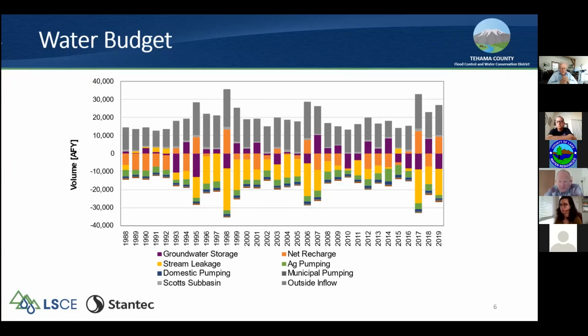We can change the colors at some point, but you've got net recharge, which sometimes is negative, sometimes is positive. You can see the orange is net recharge. And at some point we'll have another ad hoc group that will go into this during a 2-hour session, so we can explain all the variables. But I just wanted to show folks the concept of a water budget.